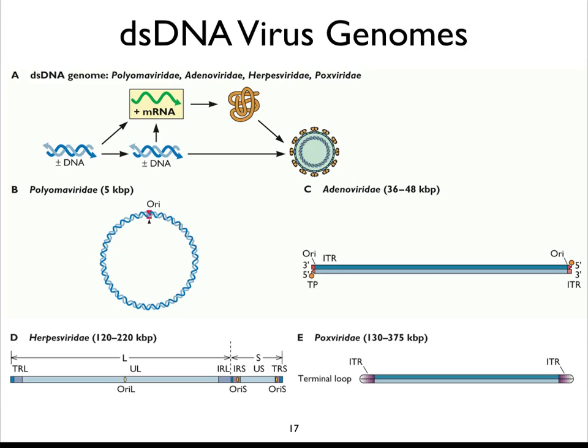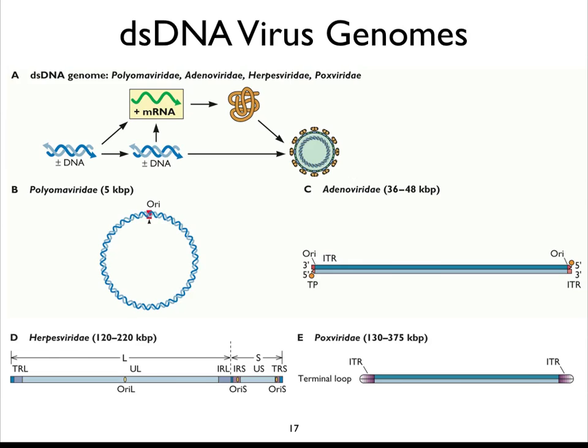Here are your structures. We'll go through these a lot of times because I sort of want to pound them into your head. But these are what the double-stranded molecules look like, the circular molecules, the linear molecules that have proteins at the end. We're not going to discuss pox viruses. They have a terminal loop. They're actually just a big circle. But they use these inverted terminal repeats as sites to initiate DNA synthesis, and the herpesviridae.